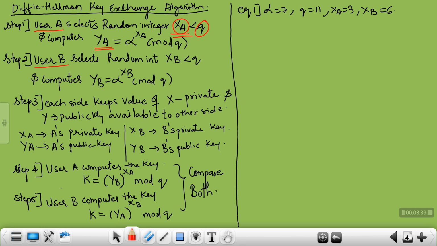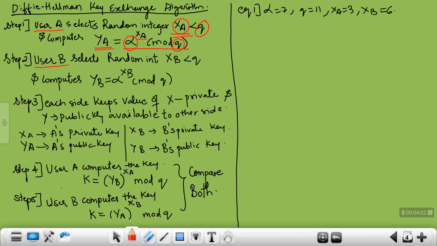So XA is the private key, a random number chosen by A, and it will generate the public key. How is it going to generate the public key? YA equals alpha raised to XA mod Q. XA is the number that he has chosen privately. Q is provided to you, and alpha will also be provided to you. How alpha and Q are generated, we are not interested in that because the values are already provided to you.